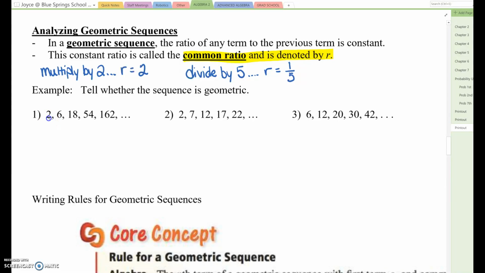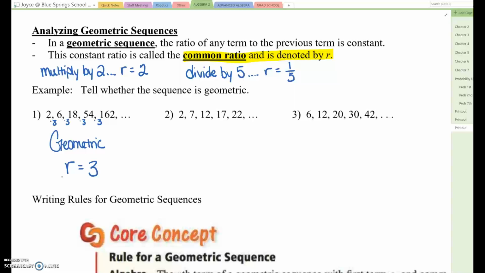So number 1, how do we get from 2 to 6? Multiply by 3. 6 to 18, multiply by 3, multiply by 3, multiply by 3. So yes, this is a geometric sequence, and our reasoning, our common ratio is 3. We're multiplying by 3 each time.